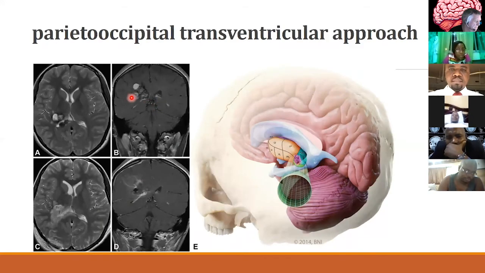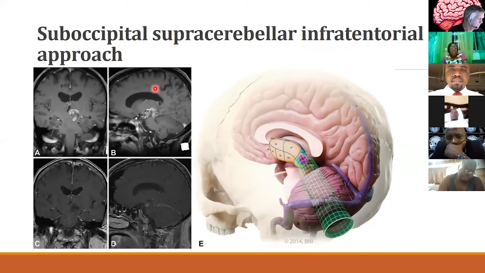If the lesion is located at the lateral posterior inferior part of the thalamus, we can use the parieto-occipital transventricular approach to remove the mass. And if the lesion is located at the medial posterior inferior part of the thalamus, the subthalamic supracerebellar inferotemporal approach is the best.